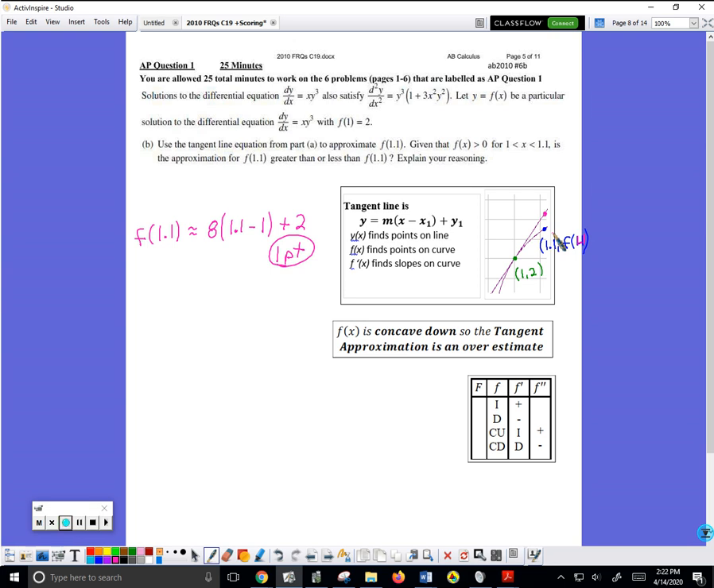So that's how I remember to figure out whether the approximation is greater or less: I need to find concavity. Well, f is concave up or concave down based on the positive or negative of f double prime. So without a graph, it's hard to identify increase, decrease. So we're going to use this. So I take my f double prime here. So I'm going to go find the second derivative at x equal 1, y equal 2.